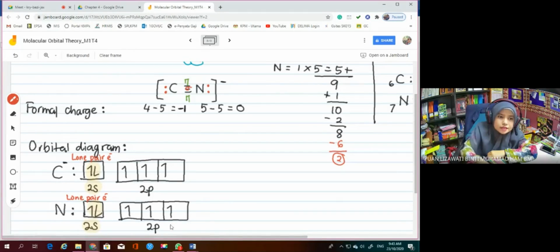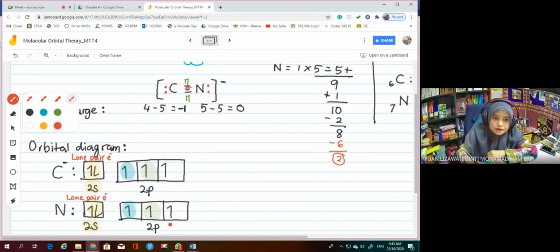Okay, as for the first overlapping, so it will form sigma. Okay, second involve pi, and the third is pi also. Okay, right, so kat sini this is sigma, okay, this is pi, and this is pi. Boleh?